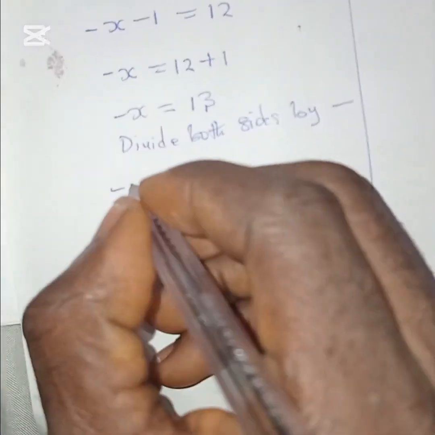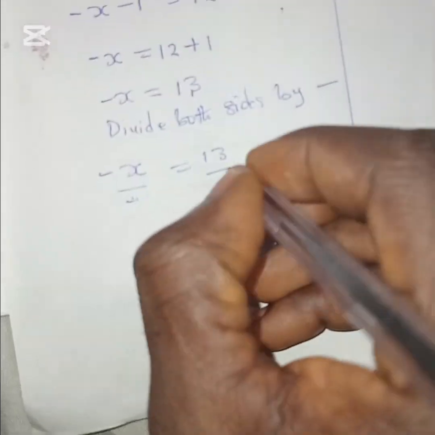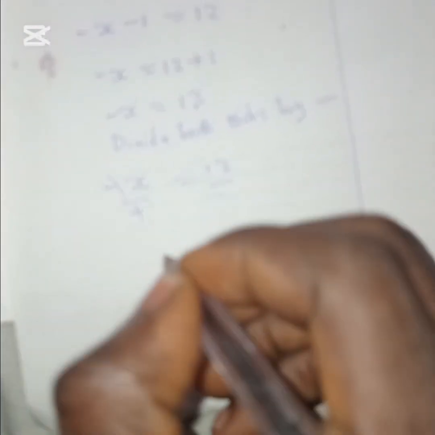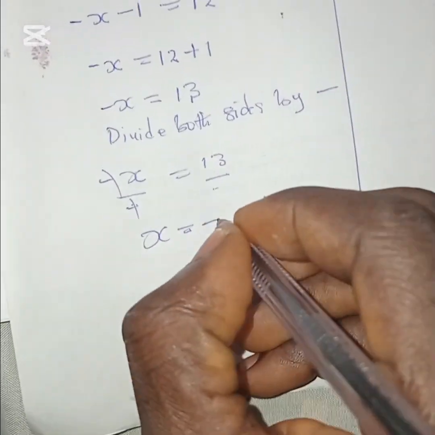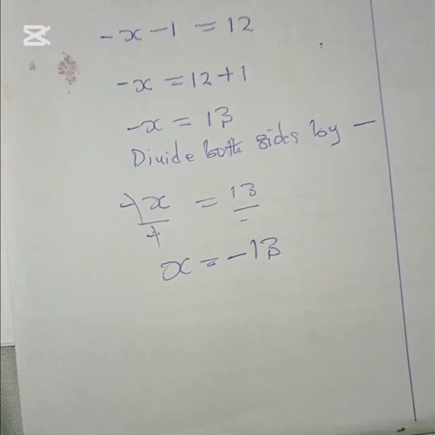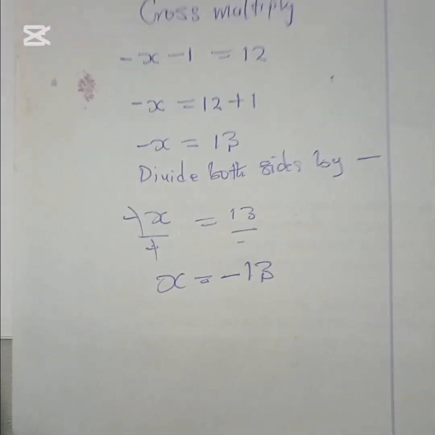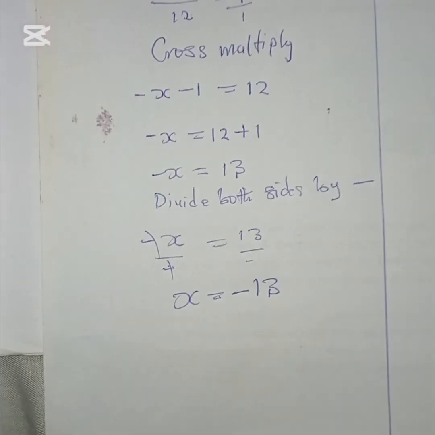So minus x divided by minus gives x, equals 13 divided by minus, so the answer to the value of x is what? 13. So that is the answer.